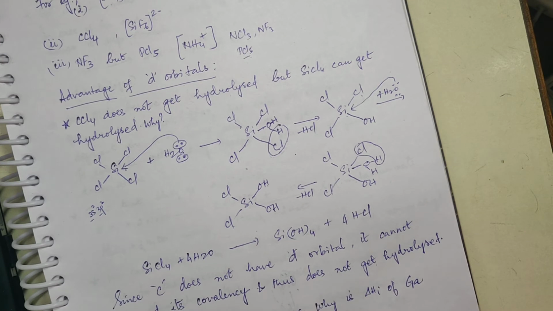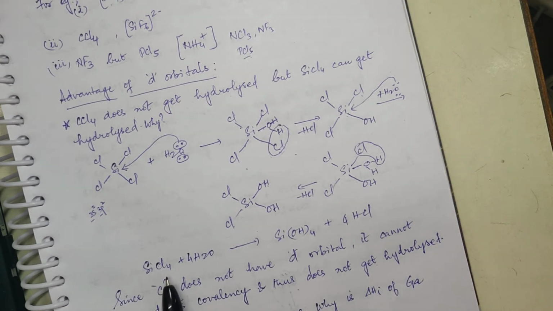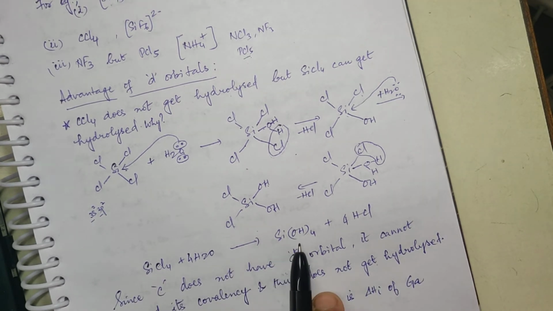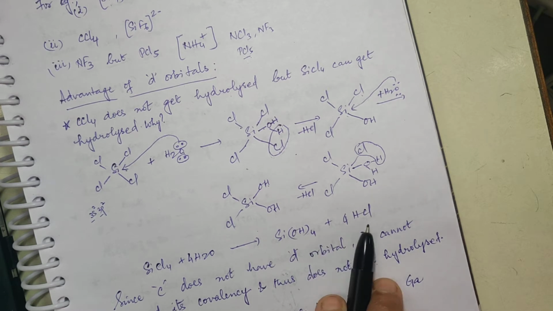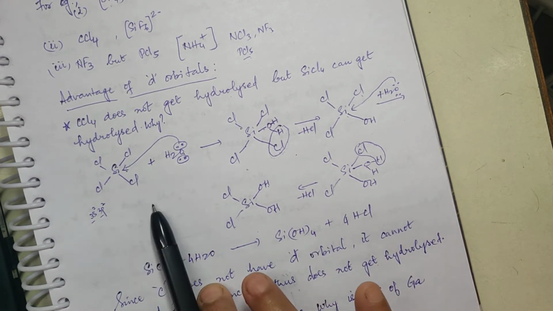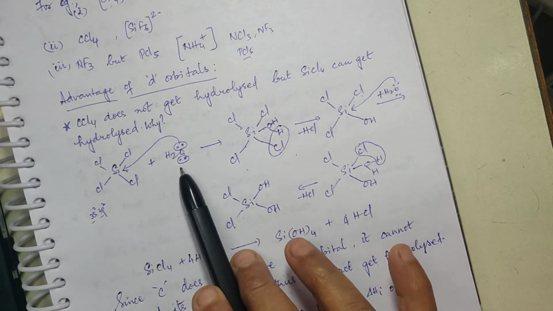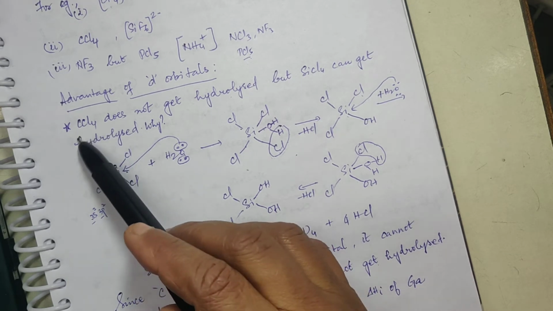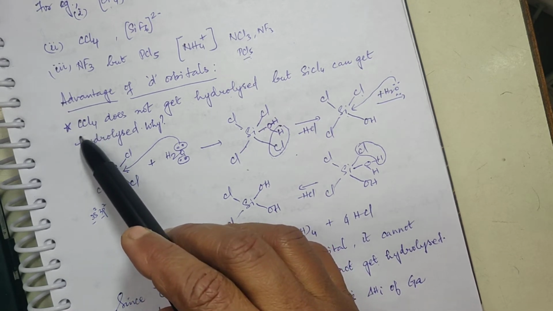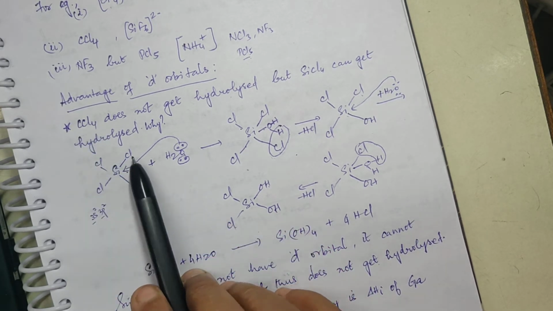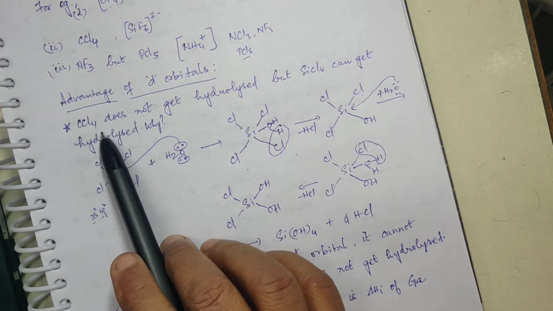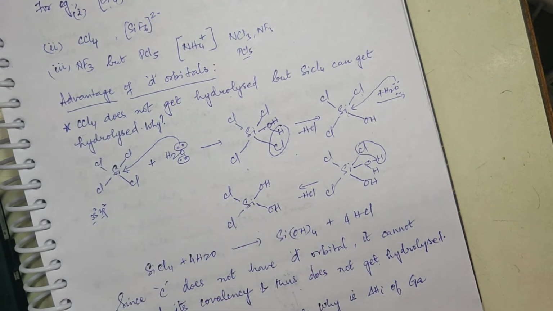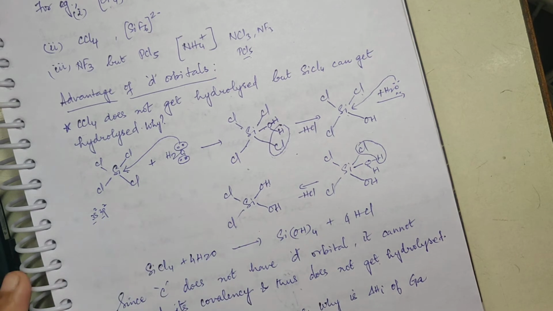That is why you say SiCl4 plus water gives you Si(OH)4 plus 4HCl. So because of the presence of d orbital, SiCl4 gets hydrolyzed. But in the case of CCl4, since there is no d orbital with carbon, it cannot expand its covalency and there is no reaction of CCl4 with water. Okay, so this is the reason.